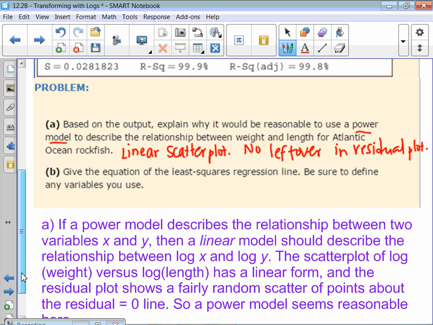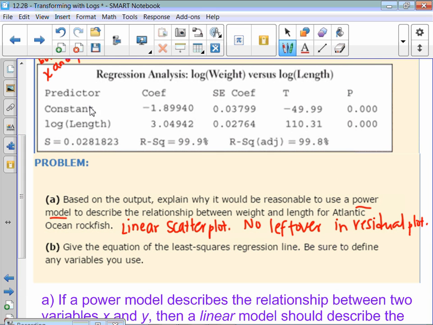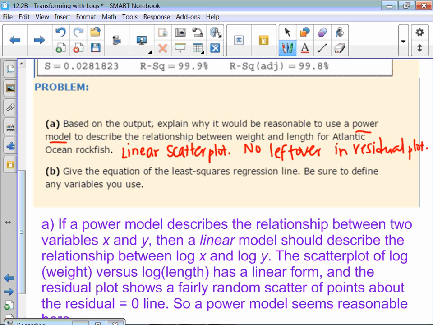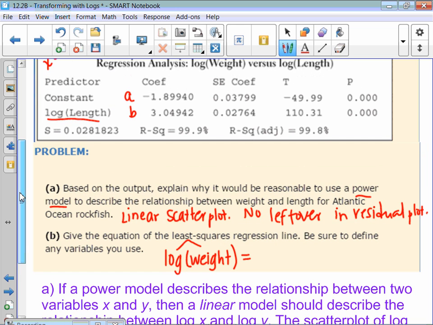Okay. And now we want to find the equation of the least squares regression line, and be sure to define any variables you use. This constant, this is still our A, or our y-intercept, and this is still our b, or our slope. And notice it's log of that length, okay? So we're logging both the input and the output. Our output is log weight. So I'm going to start with log of the weight. And again, this is predicted, so I'm going to put a big hat over that whole thing, equals, our constant goes first, my y-intercept, negative 1.8994. Okay, so that's this number here.